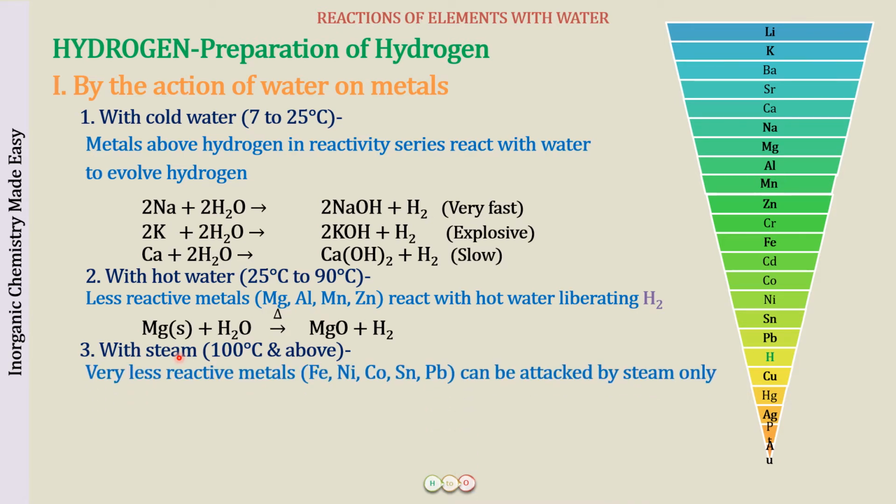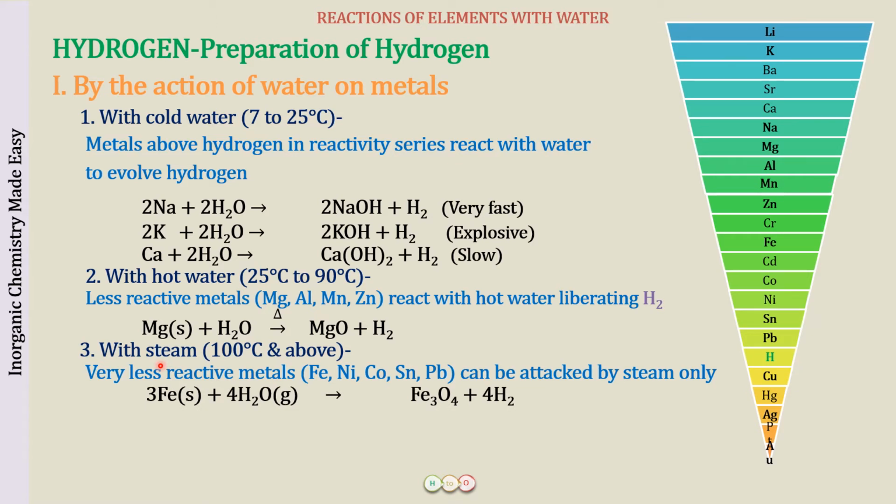for example, the very less reactive metals like iron, nickel, cobalt, tin and lead, which you can see over here just above hydrogen, from iron, cadmium, cobalt, nickel, tin, lead. All of these will not react with either cold water or hot water. It is going to be a reaction with steam. And again, what will be produced? The corresponding oxide and hydrogen gas.